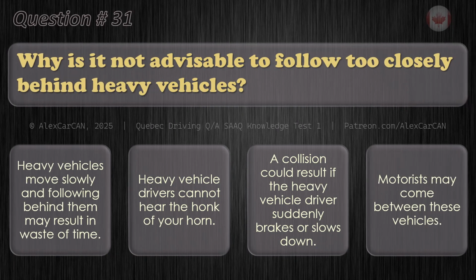Question number 31. Why is it not advisable to follow too closely behind heavy vehicles? Heavy vehicles move slowly and following behind them may result in waste of time. Heavy vehicle drivers cannot hear the honk of your horn. A collision could result if the heavy vehicle driver suddenly brakes or slows down. Motorists may come between these vehicles. The correct answer is a collision could result if the heavy vehicle driver suddenly brakes or slows down.